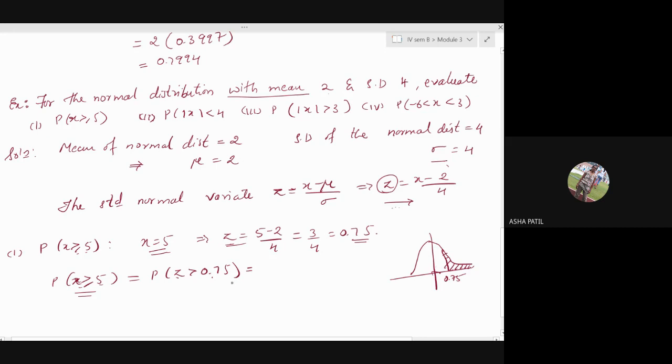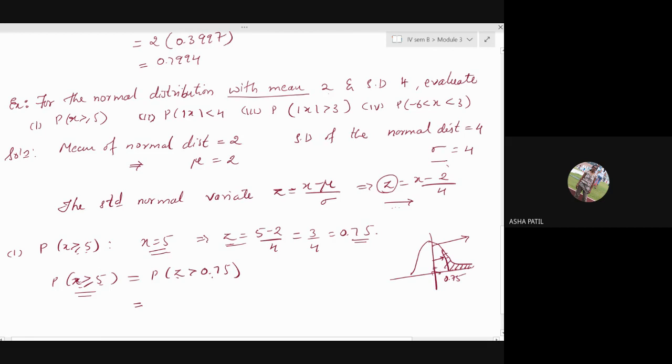Can you come back? Can you tell once again? What should be taken? 0.5 plus A of 0.75. Not plus, not plus. 0.5 plus means you're adding all this part, plus again you're adding this. We don't want that. 0.5 means it gives you all the area to the right side. Okay, we are considering the right side. You don't want this part from that.